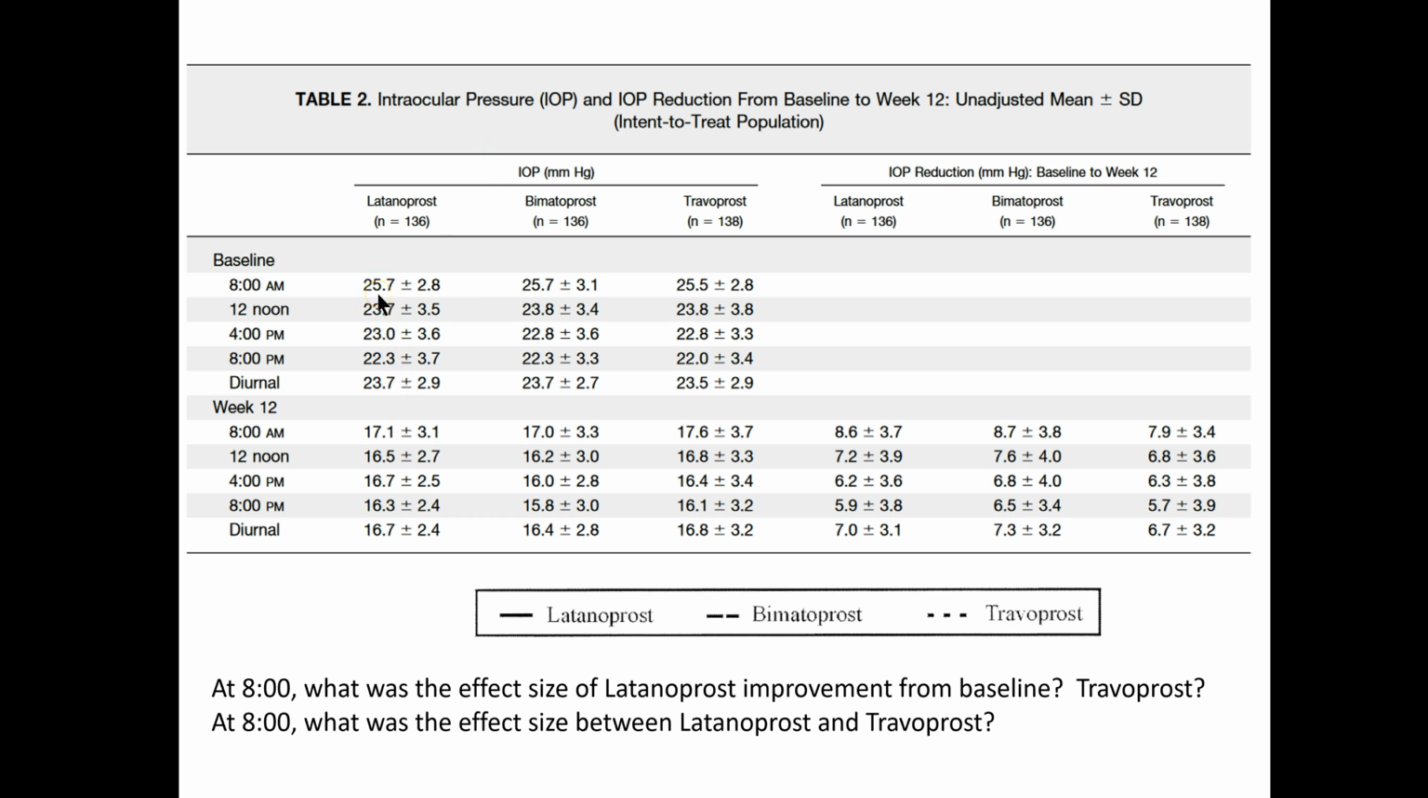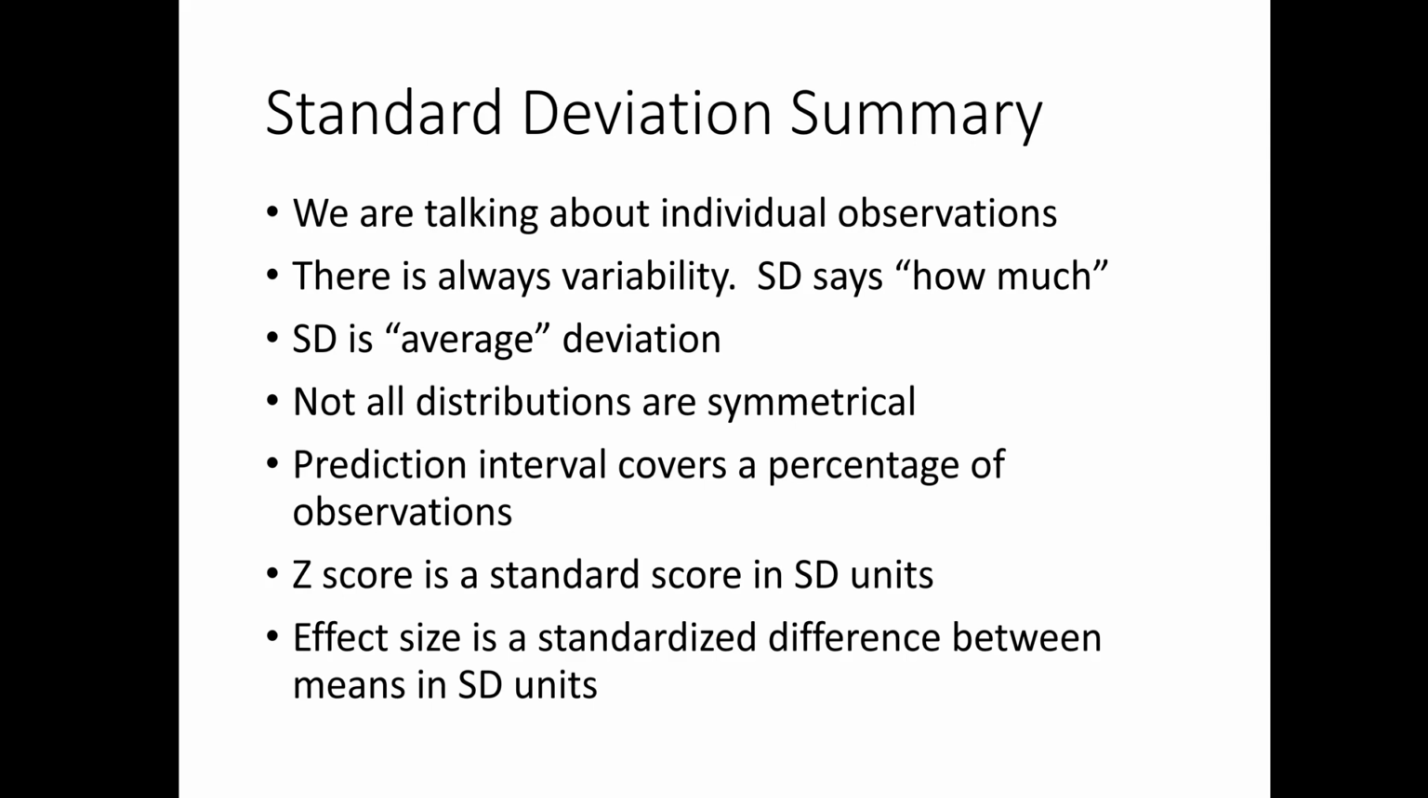And it started out at 25.7, and at 8 o'clock at week 12, blood pressure or IOP dropped to 17.1. So you would take 25.7, subtract it from 17.1, and then average 2.8 and 3.1, and divide that average standard deviation by this difference. So you should try that. Practice this for these 4 situations on your calculator. You're going to get some more practice in the homework, but just make sure you can understand that.